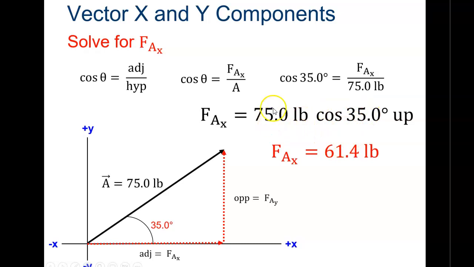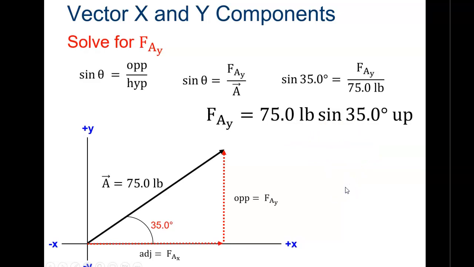So practice it right now. Do 75 times cosine 35, close your parentheses, and hit the answer button. It should be 61.4 or something like that. We might have rounded here.